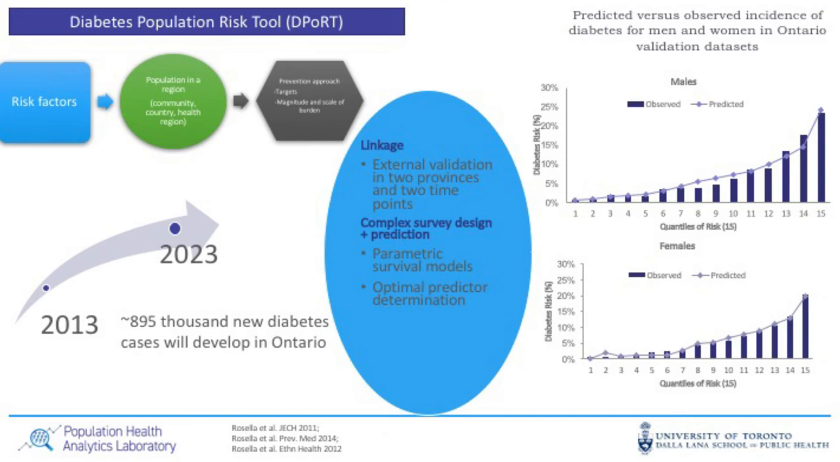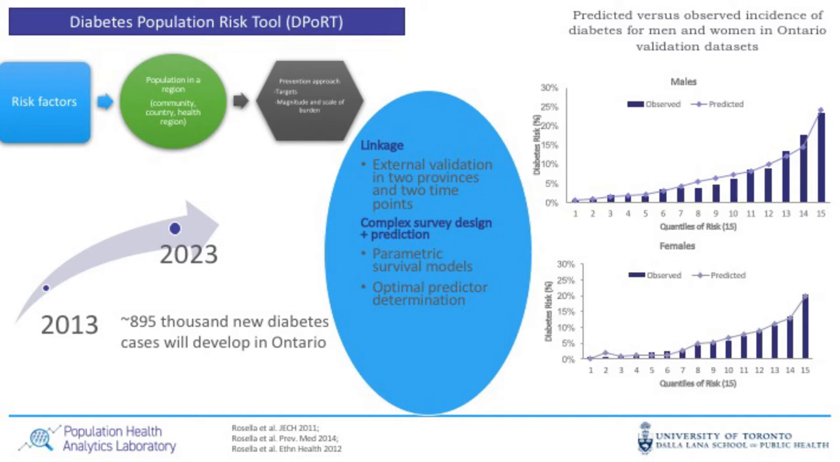So the first one that was developed a while ago, I guess in 2009, was the diabetes population risk tool. And it's been updated. This is a tool where we linked the CCHS, that linkage I talked about, and we have a diabetes registry. Through that linkage, we have this cohort, and we develop models that basically predict the number of new cases of diabetes in the region. I'll show you the results from Mississauga Halton. And again, you can see here an example for Ontario where we predicted 2013 to 2023. You can do various time points. You can look at magnitude and scale of burden, and we train people to use these tools and these data.